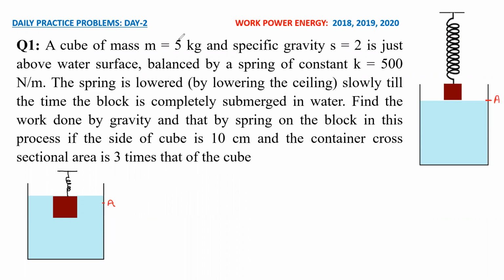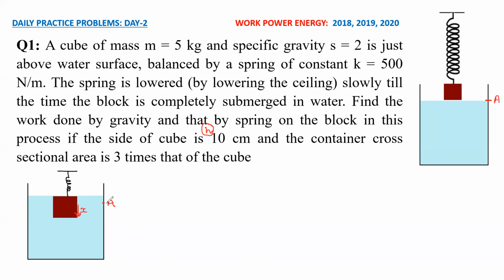And initially the block was on par with A, but the block has gone down. So let the block go down by X to get completely submerged. During this time, the fluid also goes up, and that is the reason why the block gets submerged without going down by its full height H. If you take the side of the cube to be H, we realize that the block need not really go down by H to get completely submerged.